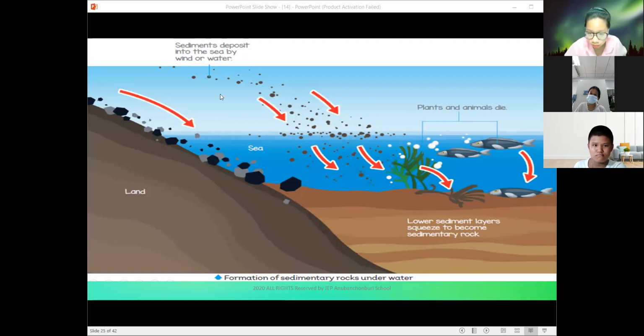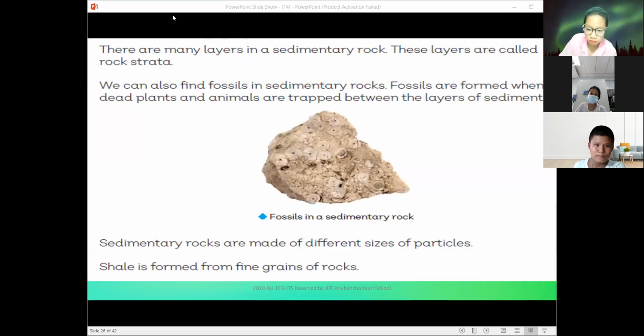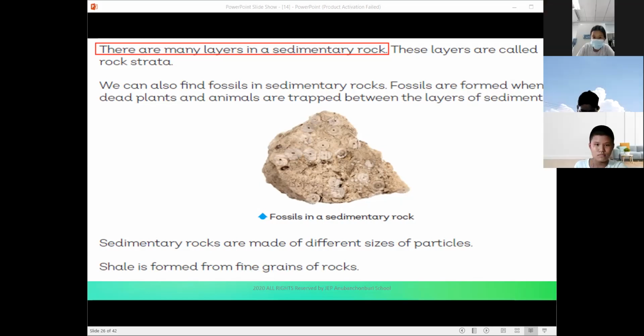Thank you for that, Nataya. Next, I want you to highlight some of these words. These are very, very important. If you can see a rock that has many layers, then that is a sedimentary rock. These layers of rock are what we call the rock strata. I think I showed you already what the rock strata are, but I want to share this again with you.